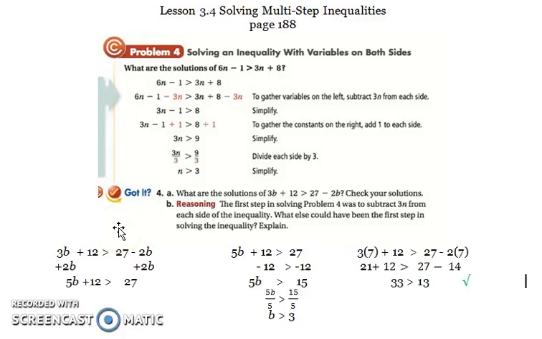This is lesson 3.4, Solving Multi-Step Inequalities, on page 188. Problem 4, Solving an inequality with variables on both sides.